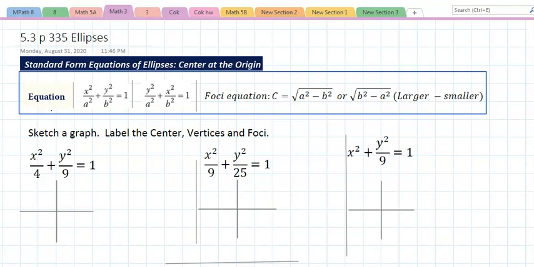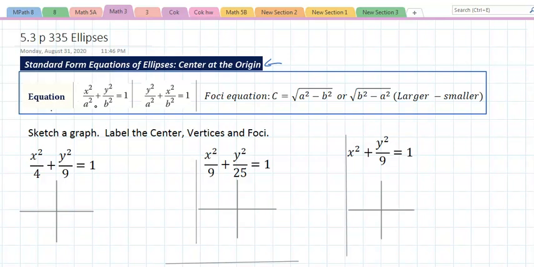Alright, section 5.3 is on page 335, talks about ellipses. The standard equation of an ellipse centered at the origin, that's key. Again, in section 5.5, that's going to change, is either x squared over a squared plus y squared over b squared equal 1, or x squared over b squared plus y squared over a squared equal 1.